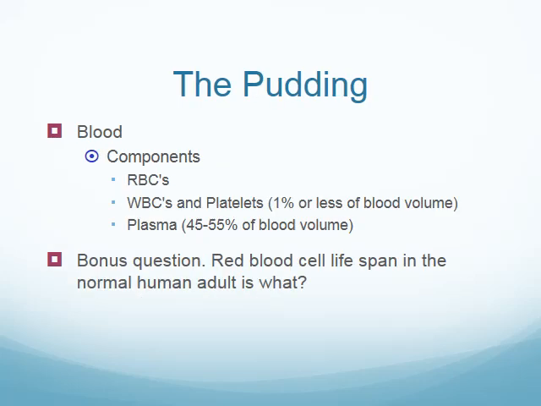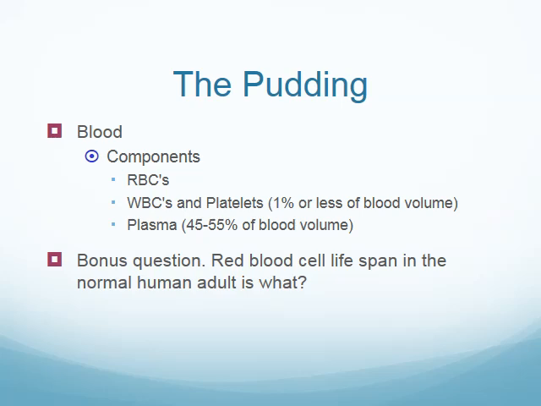Next is the blood. You have the blood in the human body with multiple components. Predominantly, the main components in the blood are your red blood cells, your white blood cells, platelets, and the plasma. Plasma is, in essence, what gives your blood volume. It's about 50% of the blood volume. And then the rest is made up of white blood cells, platelets, and red blood cells.